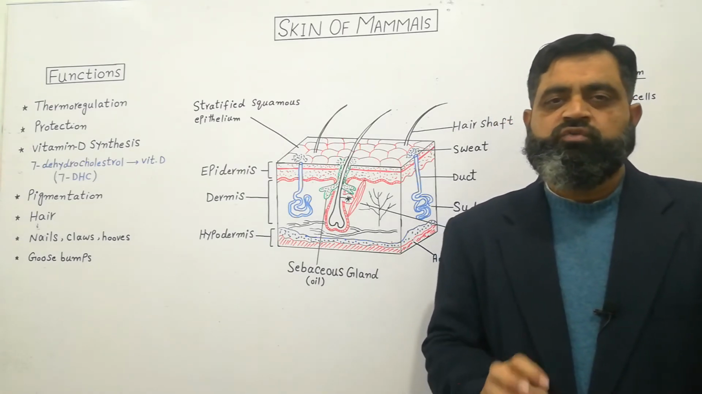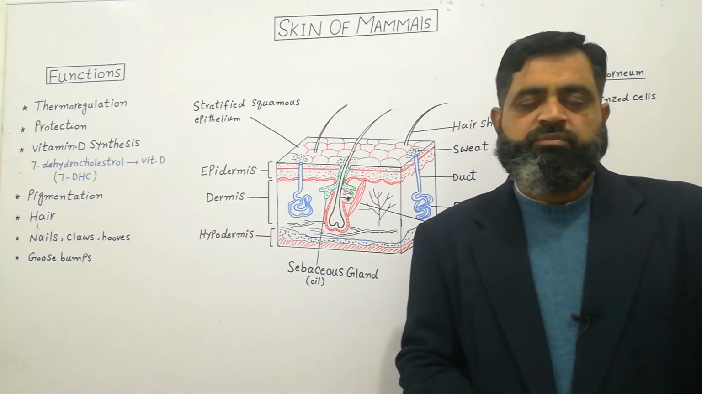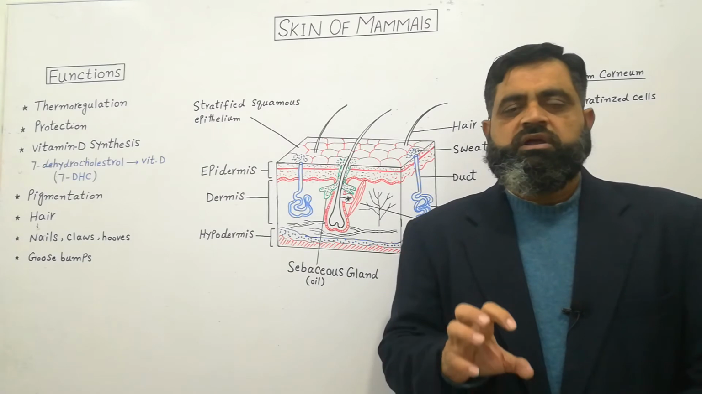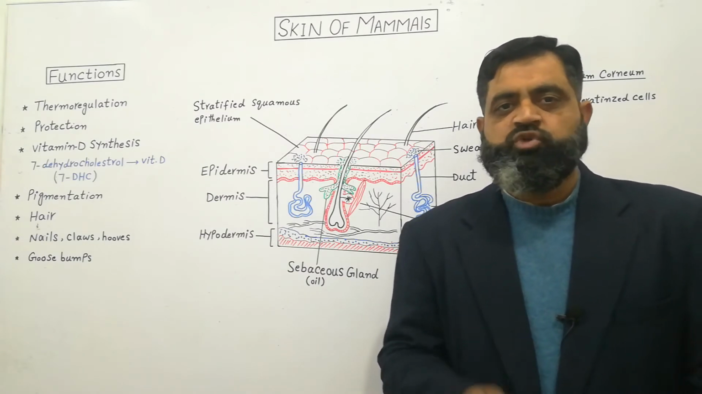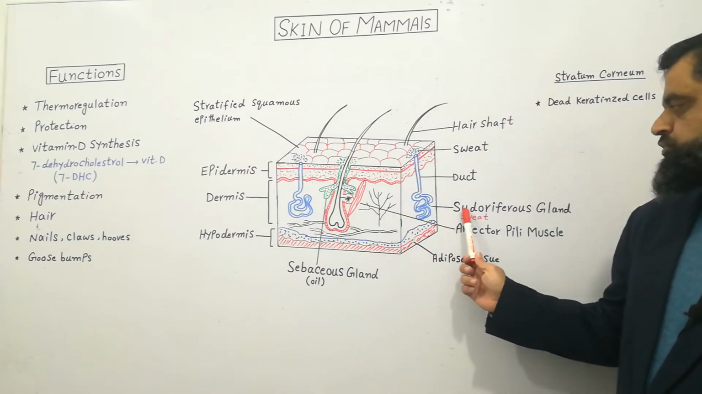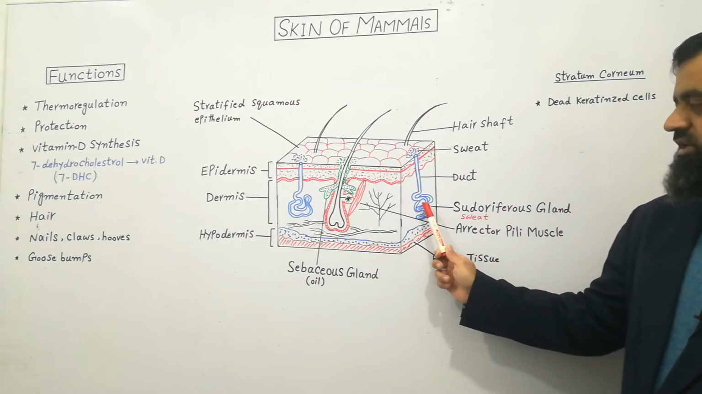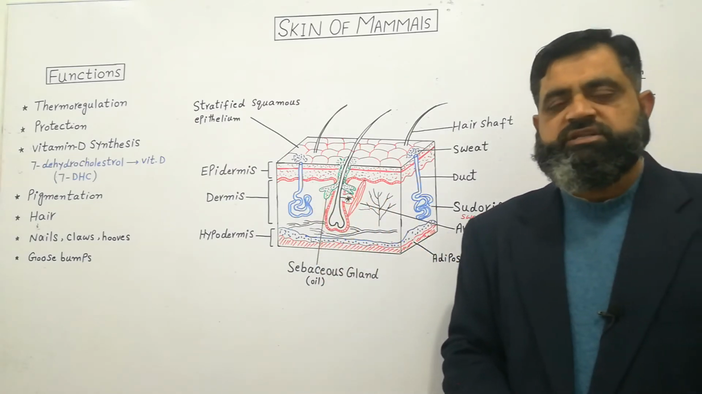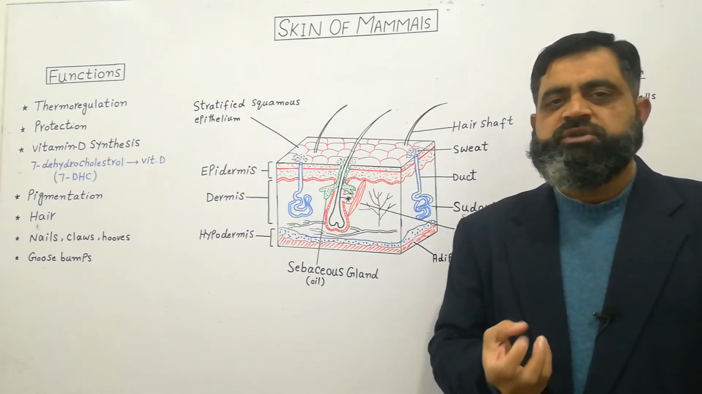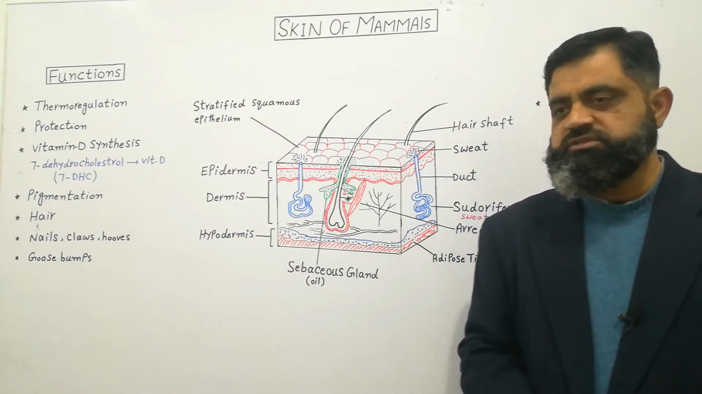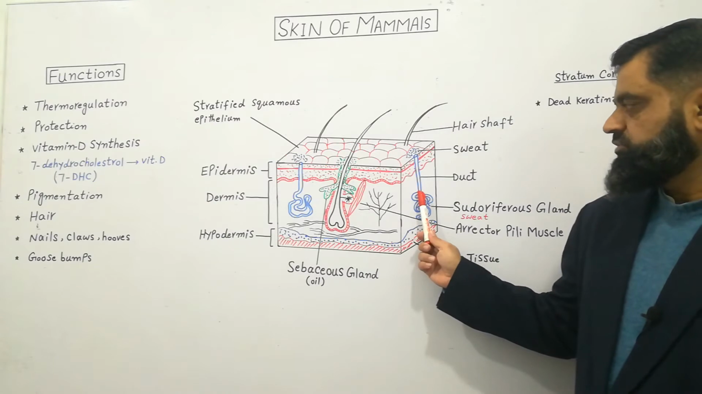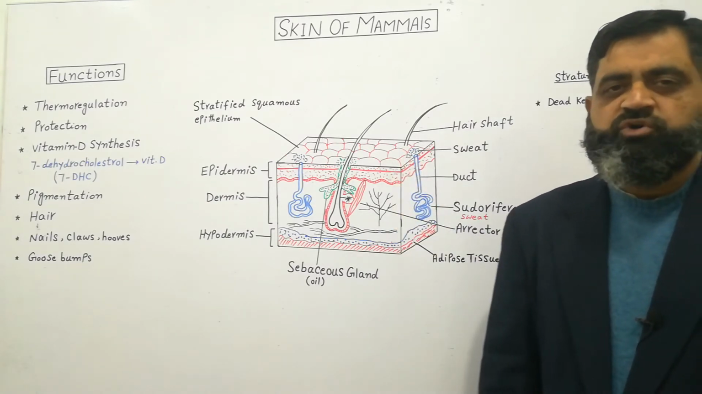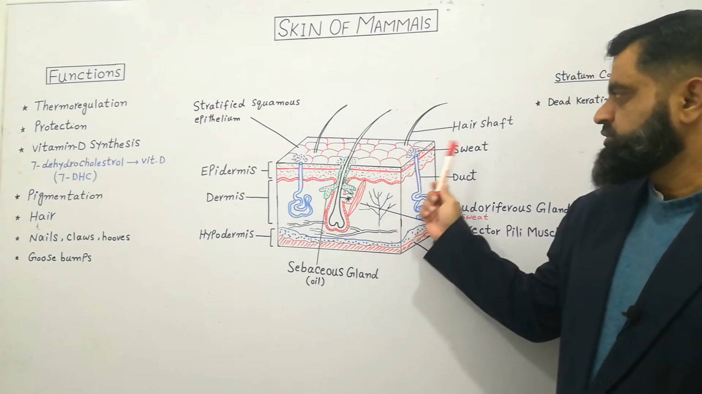To avoid the overheating and killing of our body cells, the sweat glands present in the skin are stimulated. So these are sudoriferous glands, as you can see here and here. After activation, these glands produce sweat. Sweat is a mixture of water and some minerals which are secreted from the duct through a pore present on our skin, very small tiny pores.